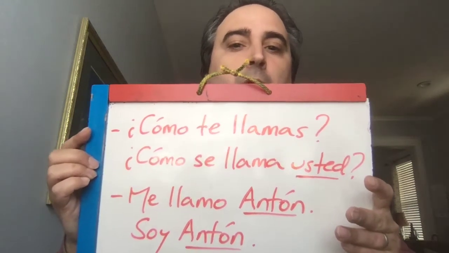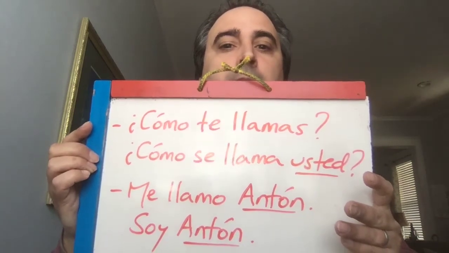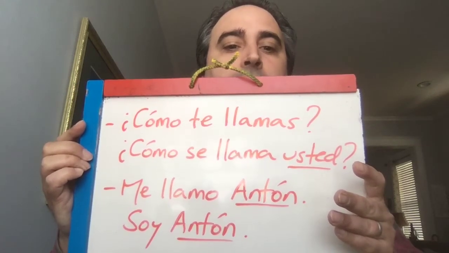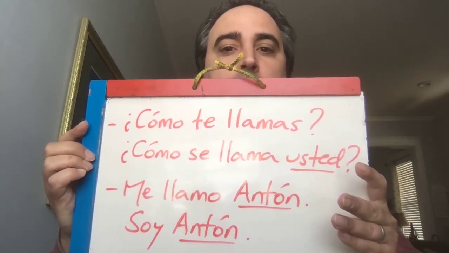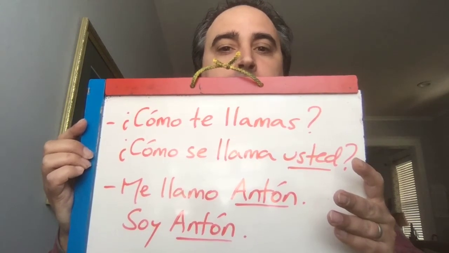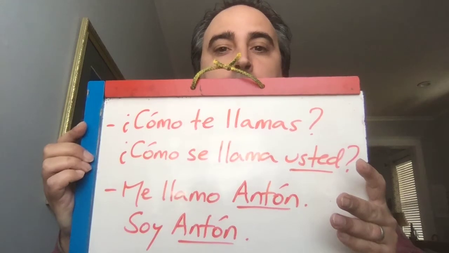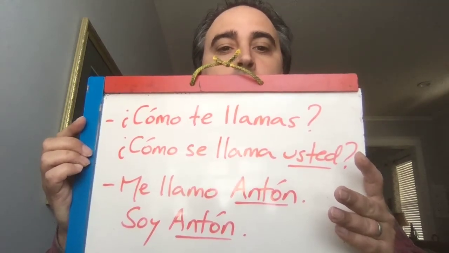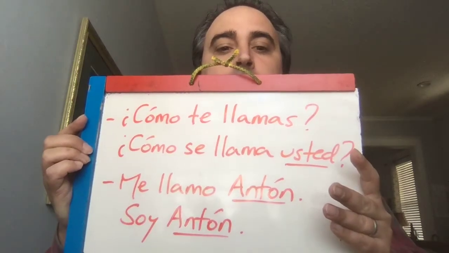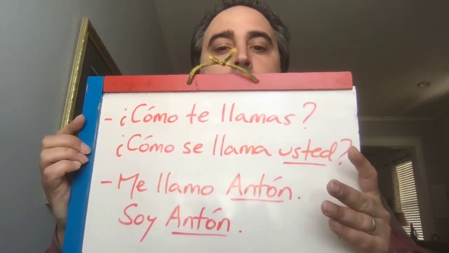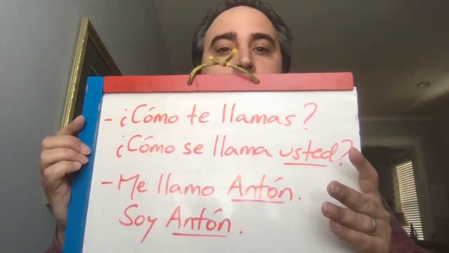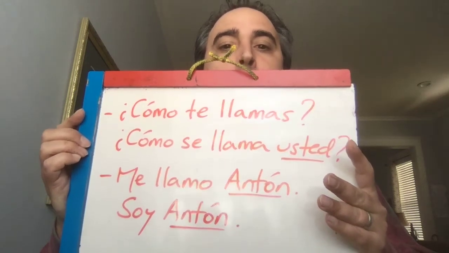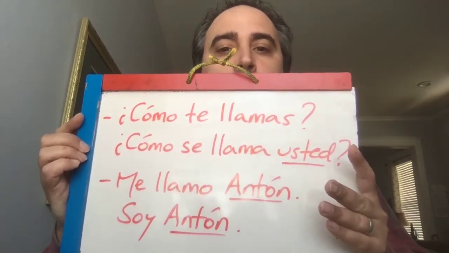For the answer, you have two options. Whether it's formal or informal doesn't matter in the response. Both options that you see there mean exactly the same thing. You could answer by saying, Me llamo Antón. So you basically just say, Me llamo, and then the name. Or you could say, Soy Antón. In that case, you simply say soy and then the name. Soy, by the way, means I am. So those are the two options to answer the question about your own name. Me llamo Antón. Soy Antón.